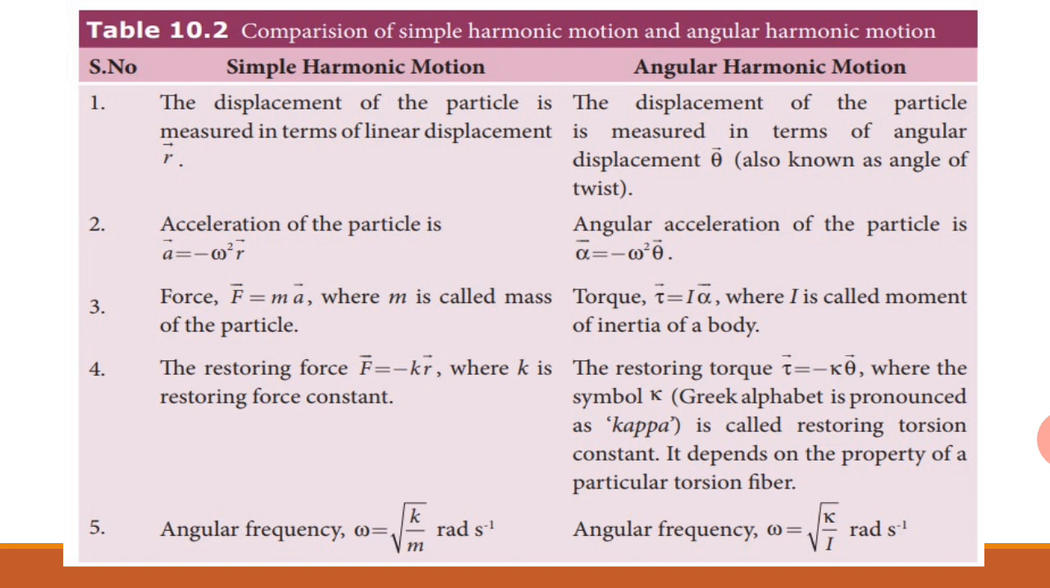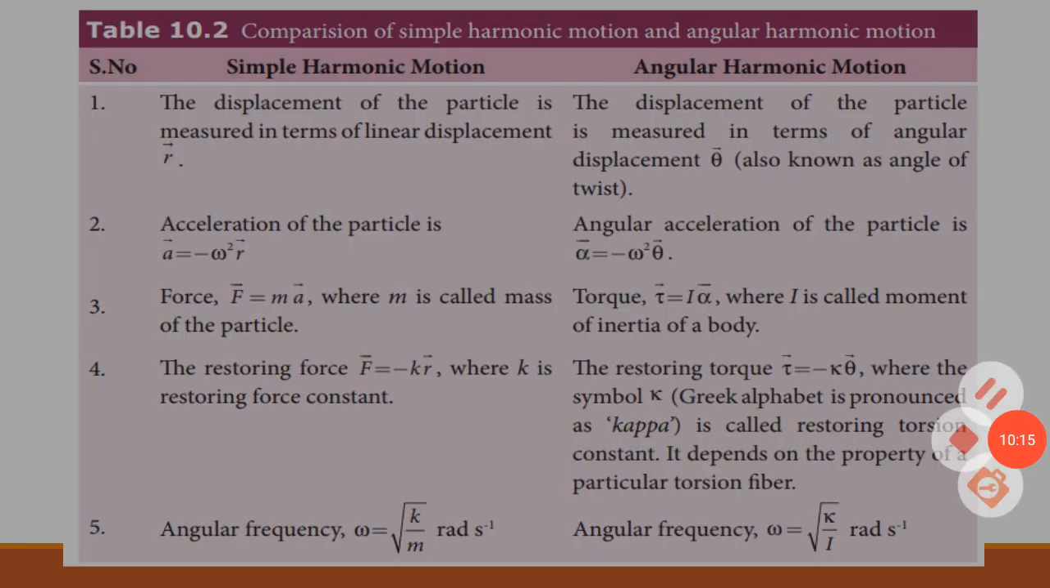So here we can use the word for k as restoring force constant in terms of SHM, but in terms of AHM, it is called restoring torsion constant. And after that, the angular frequency formula is omega is equal to square root of k by m, and for angular motion, angular frequency omega is equal to square root of kappa by I. So this is just a simple table over here.